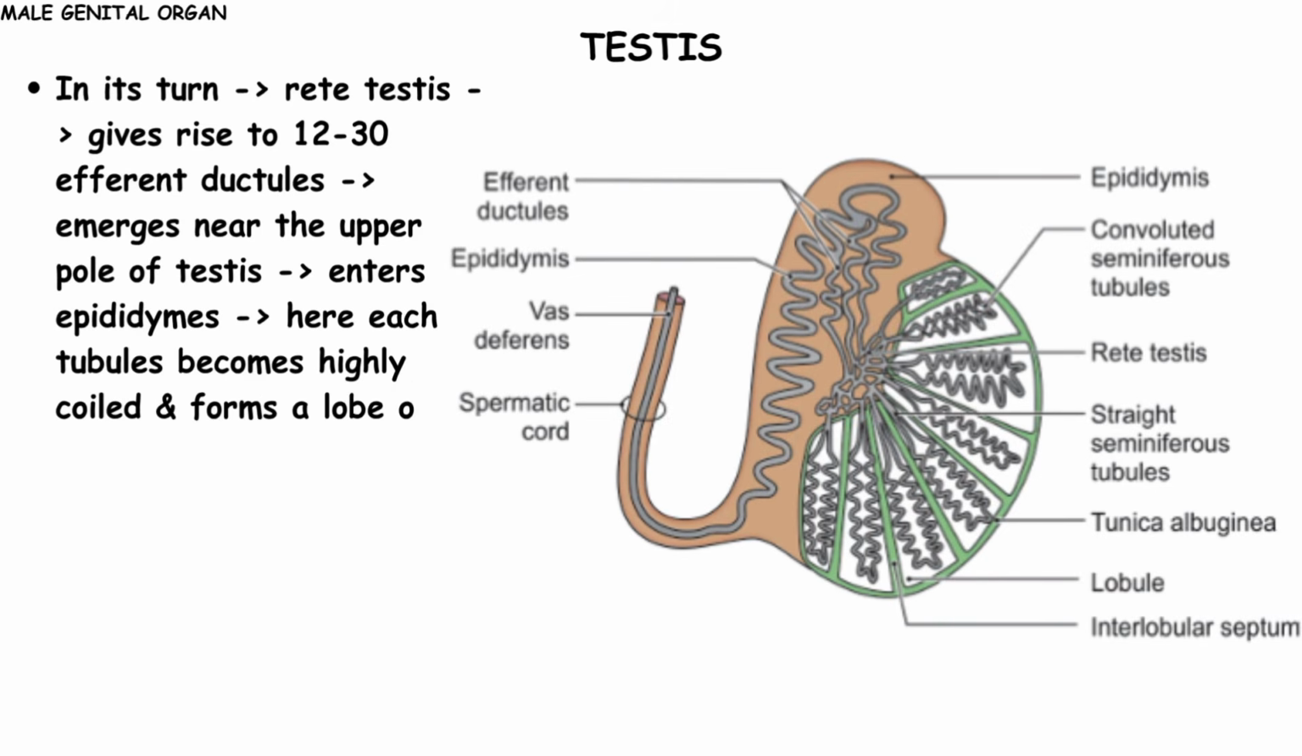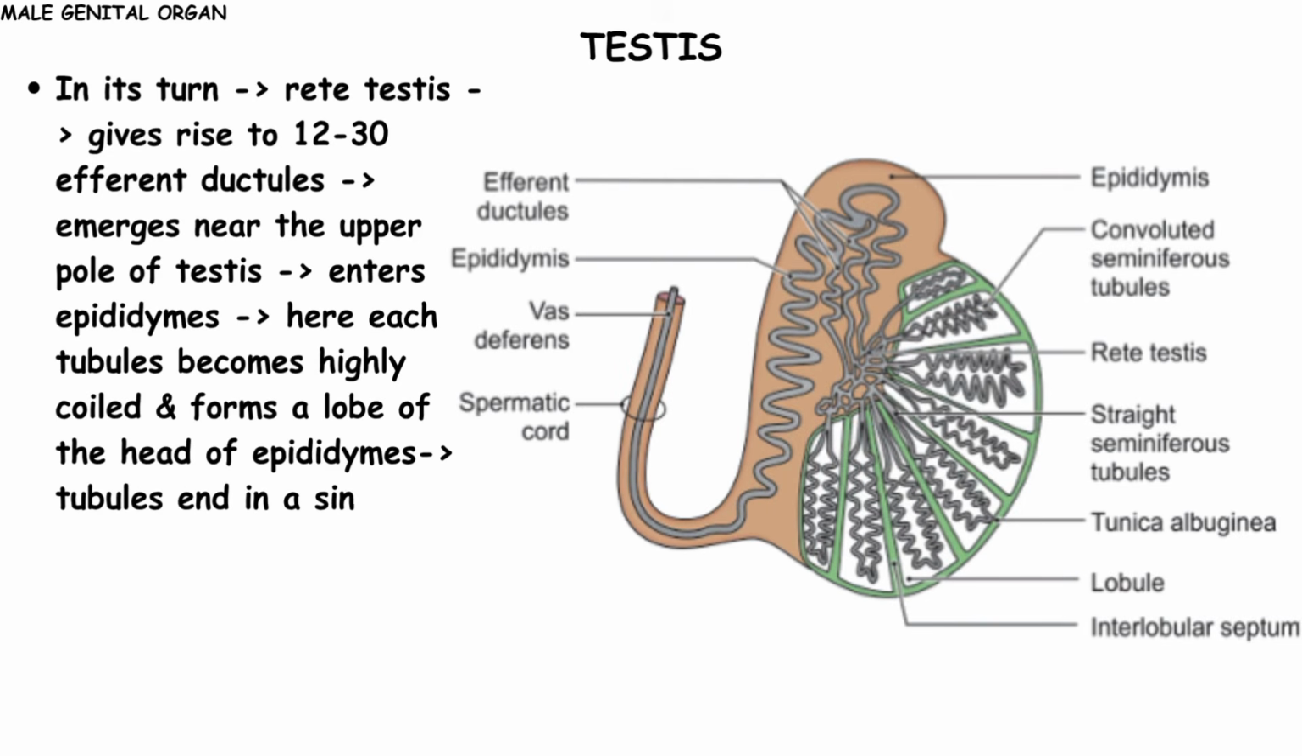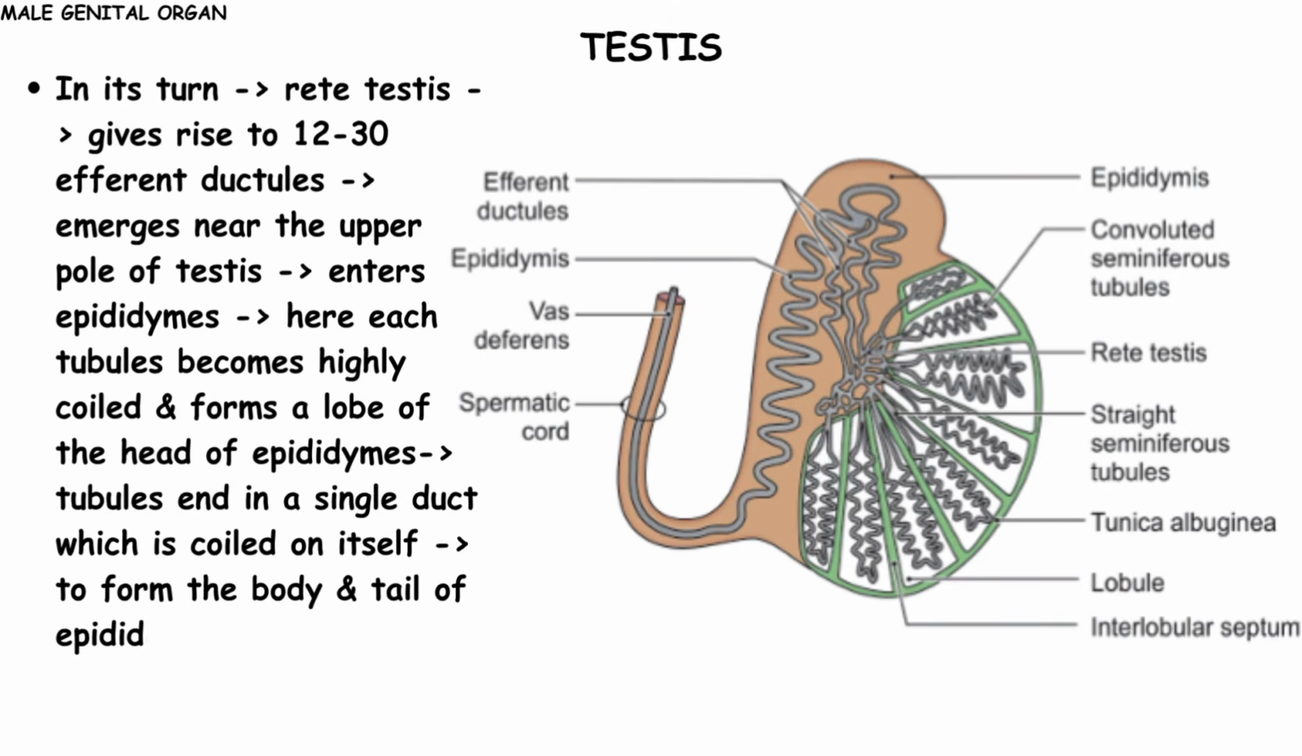Here, each tubule becomes highly coiled and forms a lobe of the head of the epididymis. The tubules end in a single duct, which is coiled on itself to form the body and tail of the epididymis, which continues with the ductus deferens.